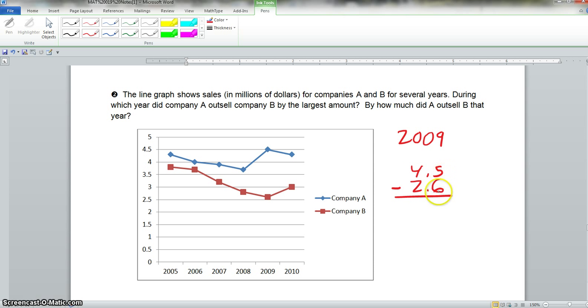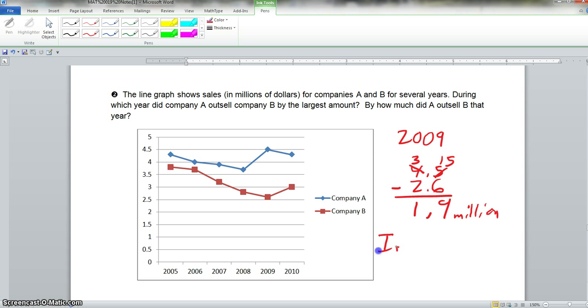We cannot subtract 6 from 5, so we borrow 1 from 4. That becomes 3, and the 5 becomes 15. 15 minus 6 is 9. Bring down our decimal. 3 minus 2 is 1. So it'll be 1.9 million.